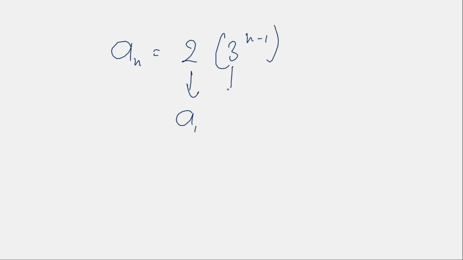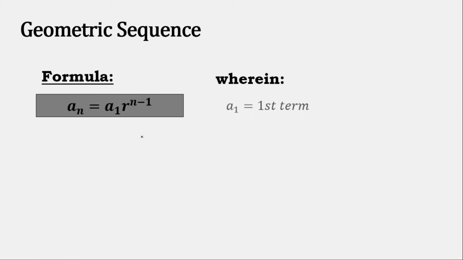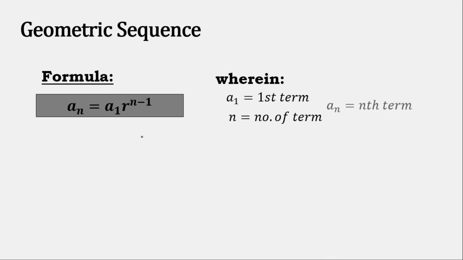Having that in mind, a sub n is equal to 2 times 3 raised to n minus 1. We can say that 2 corresponds to a sub 1 or the first term and 3 is our common ratio. Let's copy the formula. And we now have our geometric sequence formula, wherein a sub 1 is the first term, n is the number of terms, and a sub n is the nth term, or the last term.